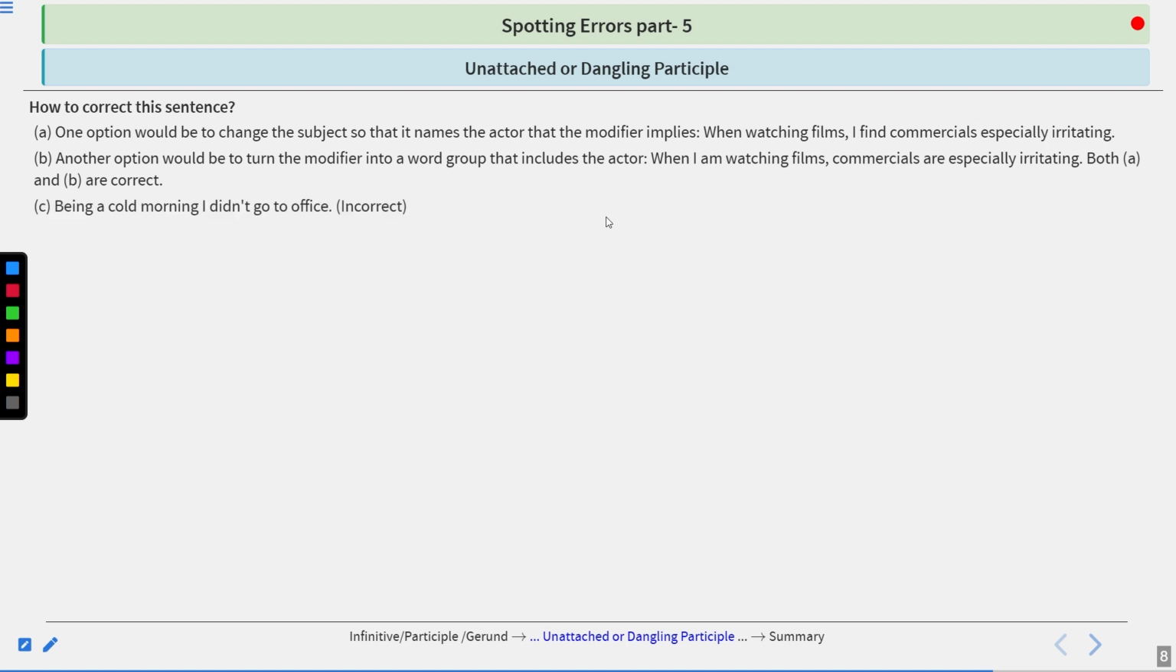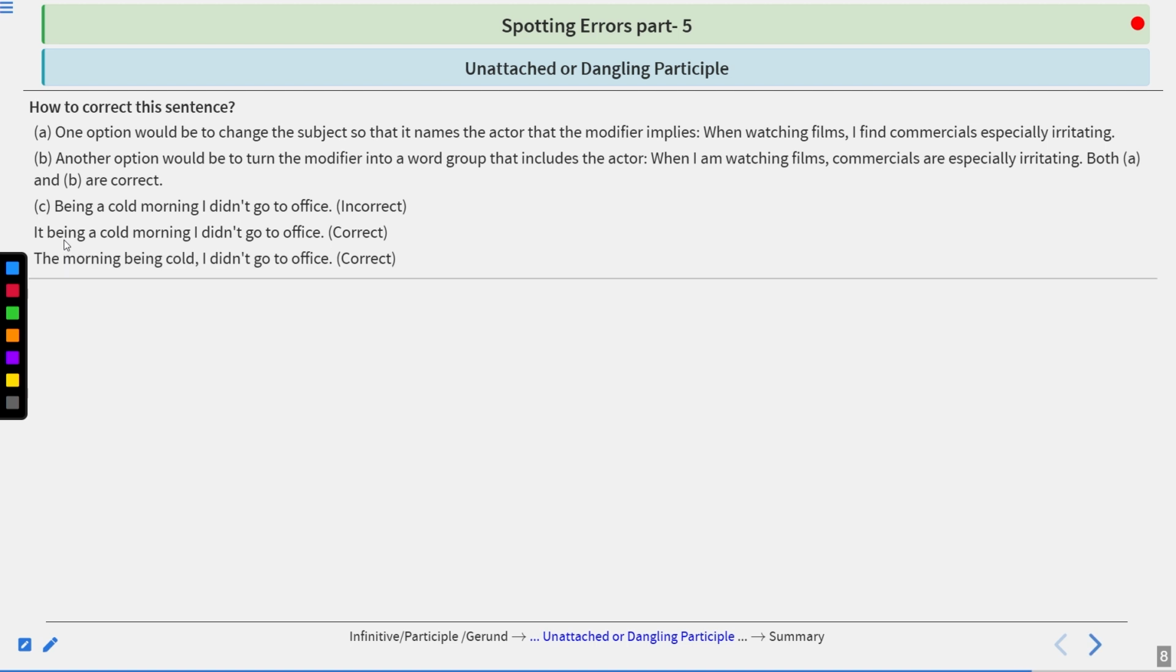Being a cold morning, I didn't go to the office, which is incorrect. So the correct would be: it being a cold morning, I didn't go to office. So here we have put a correct subject reference of the verb being, which is showing a state. The morning being cold, I didn't go to office, which is correct. So you can also use the morning or it being a cold morning.